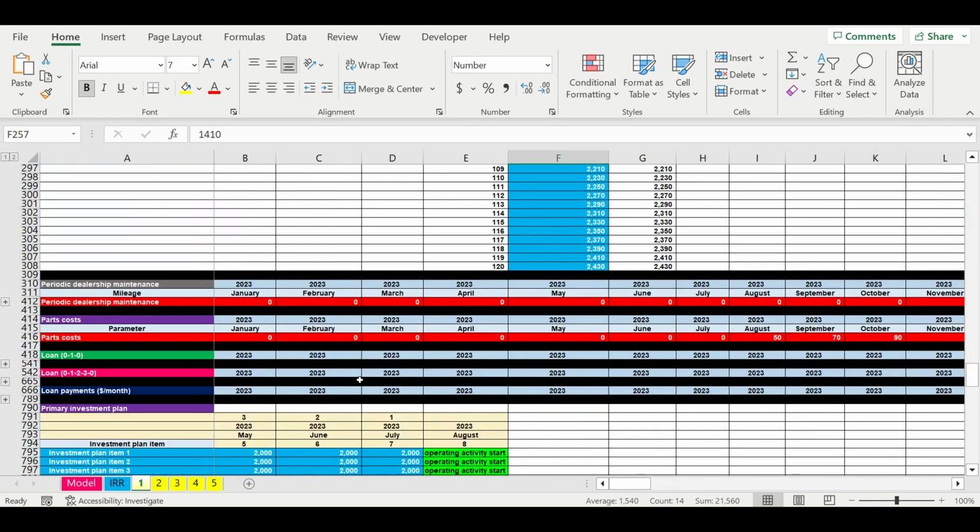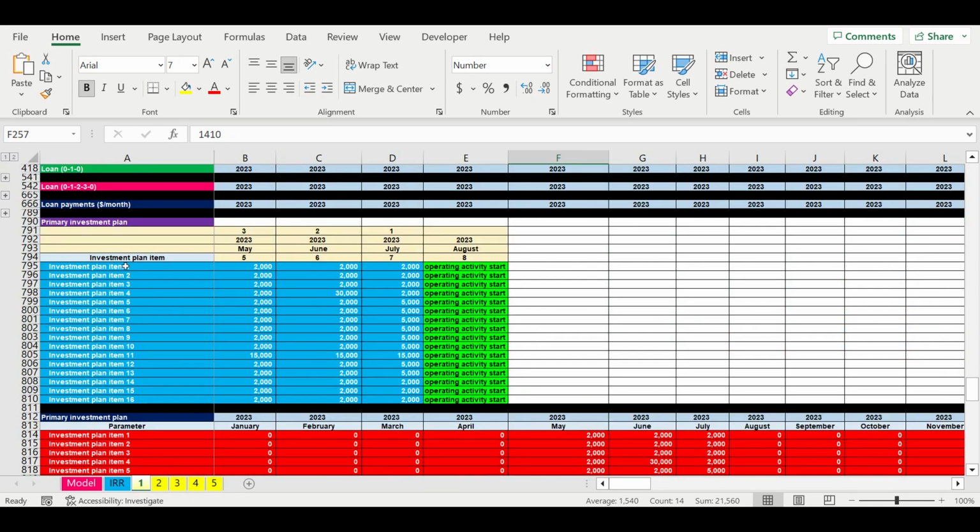This is the investment plan. Here we specify what we are investing in, when we are investing in, and how much we are investing in.